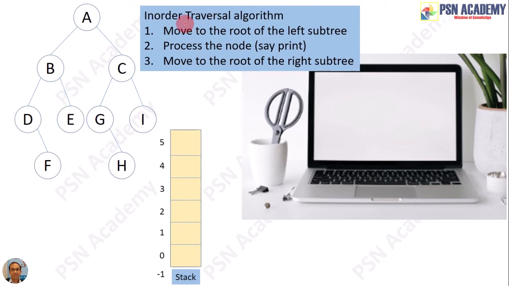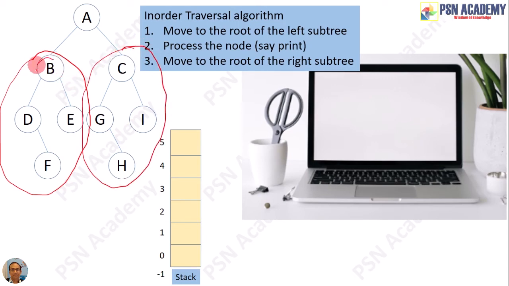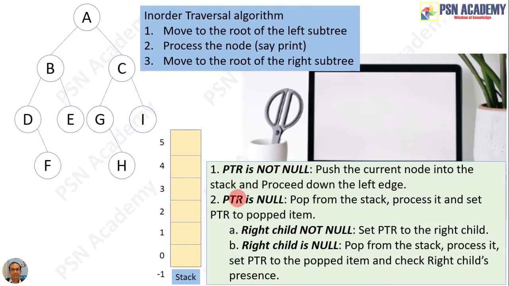Now here is our algorithm. Step 1 is move to the root of the left subtree. That means you start from this root. The root of the left subtree is B because this portion is actually the left subtree and this one is a right subtree. When you visit B here, then regarding B, this one is a left subtree. So you have to move to D after visiting B. Then only step 1 will be over and you should go to step 2 to process the node. Here are the rules you should follow while performing the traversal algorithm.